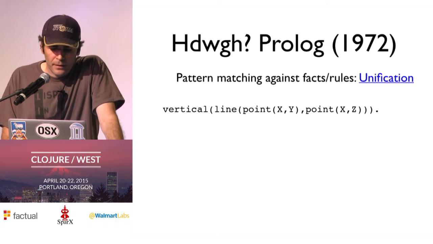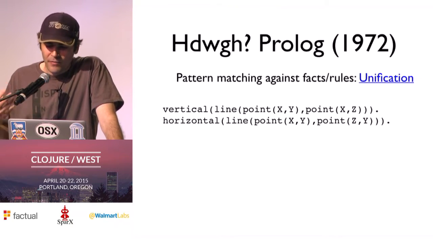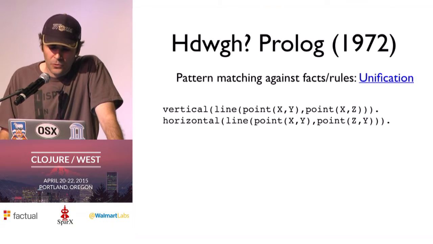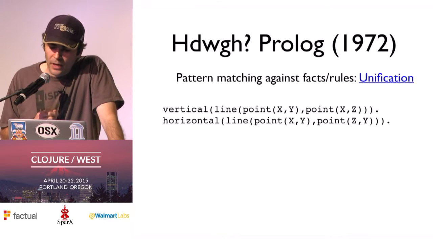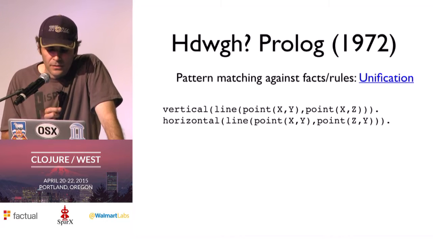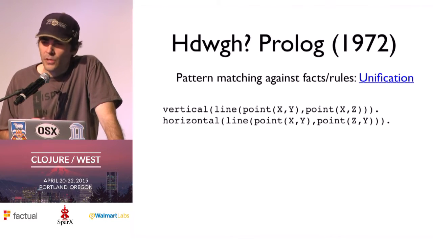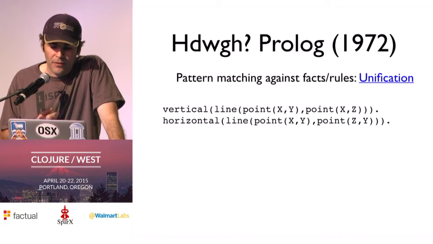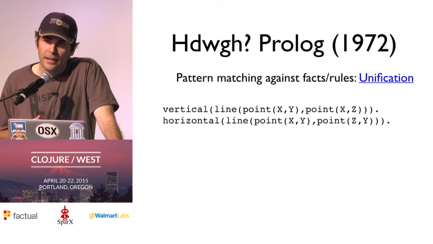And what we do in unification is we just define facts or rules. In this case, we've got two Prolog facts that define what makes a line vertical or what makes it horizontal. And the key thing to look at in these two definitions is the only thing that changes is x being the same in a vertical line and y being the same in a horizontal line. And you see in the vertical line we have y and z for the y-axis, and in the horizontal line we have x and z for the x-axis.